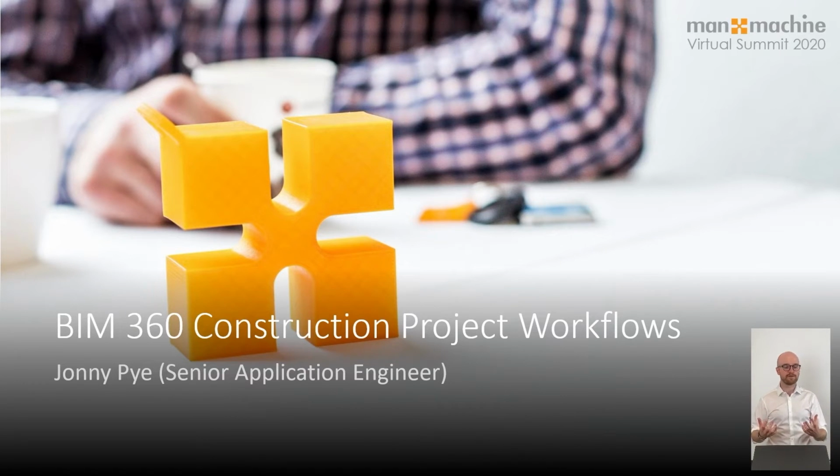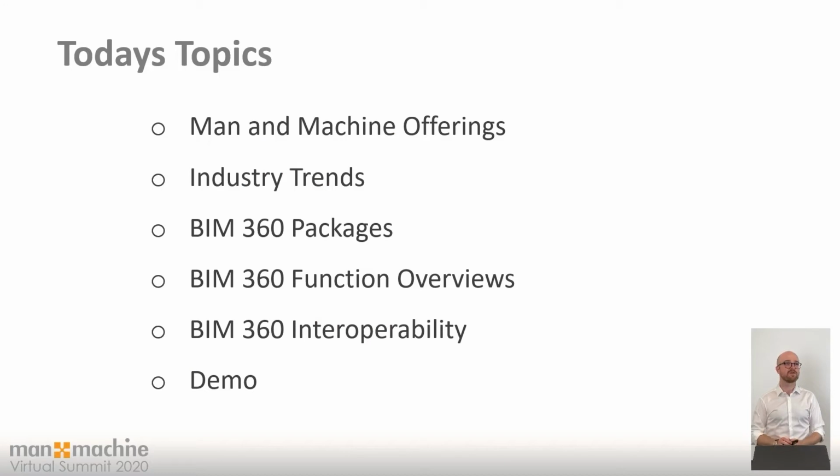So first of all I'm just going to run through the agenda for today. Let me just grab my pointer. Here we go. Today's topics include a bit about what Man Machine can do for you in terms of BIM 360. We'll look at industry trends at the moment, things that are playing a part in what's happening with BIM 360. Then we'll look at the different packages and offerings that BIM 360 has. A very high level view of the main functions and how they work. A bit about interoperability.